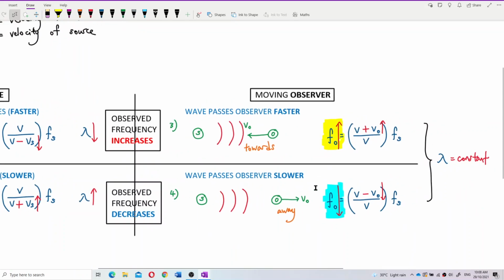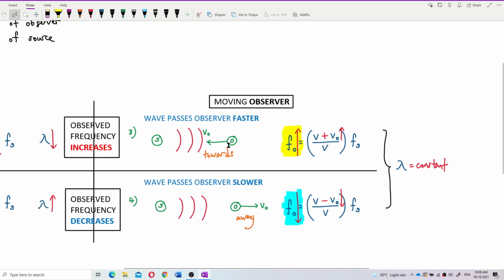Look at the first one. Now if the observer is moving towards the source, what happens? The observer is moving towards the source. The wave emitted by the source now passes through the observer faster. It's just like the sound wave is moving in the opposite direction.